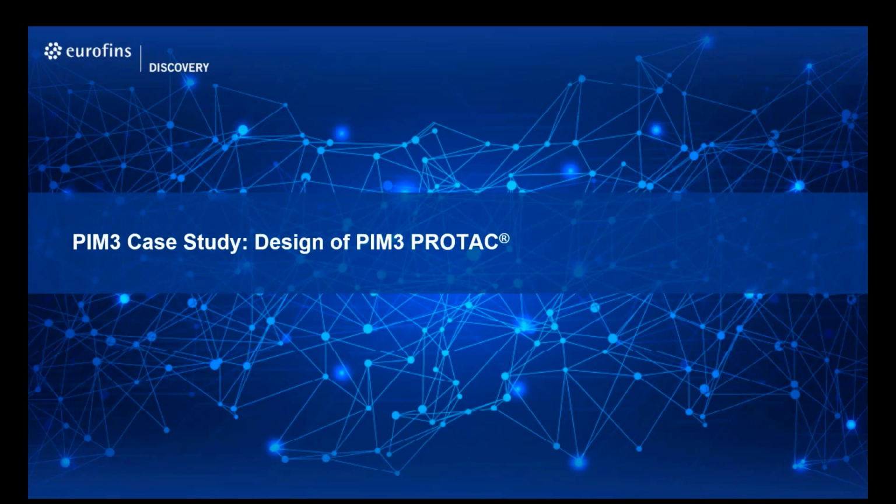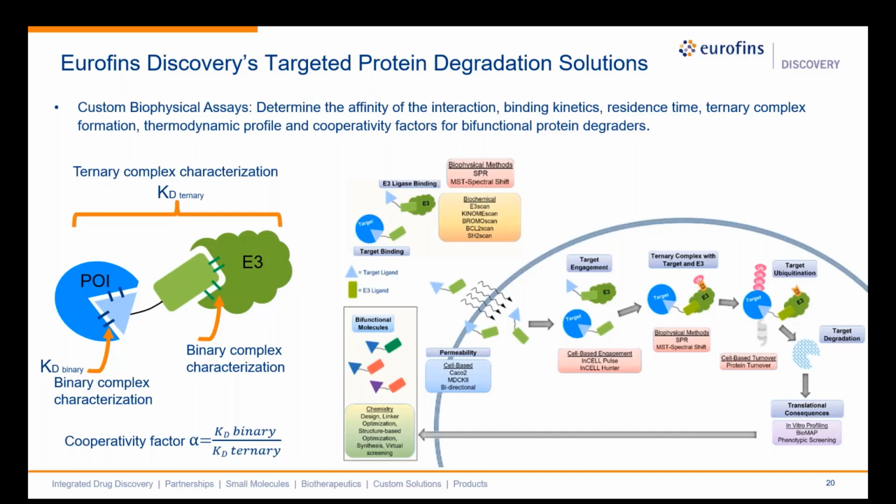So let's move to the third strategy, that is the proof of concept of PIM3 PROTAC. PROTAC, for proteolysis targeting chimeras, were reported for the first time more than 20 years ago. They are hetero-bifunctional molecules that contain 3 components: the protein of interest, POI, a linker, and an E3 ubiquitin ligase binding moiety. This molecule can simultaneously bind the ligase and the target protein.